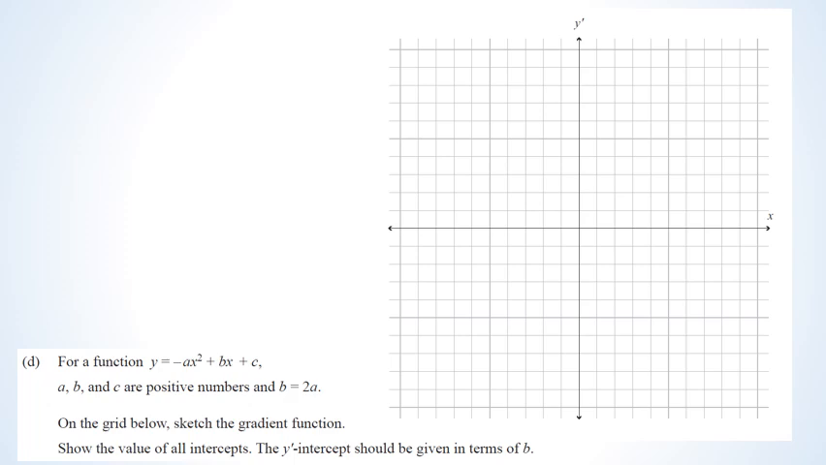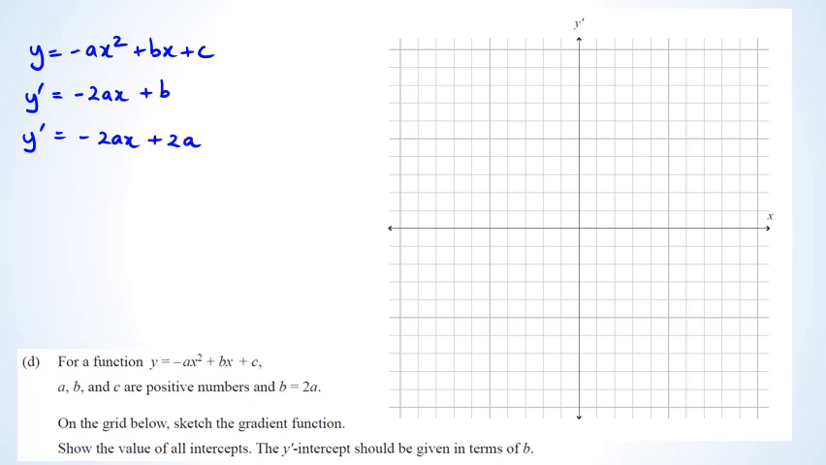Okay. What we know is y is negative ax squared plus bx plus c. What we also know is b equals 2a, but I'm going to actually differentiate this first. If I differentiate, y dash is going to be negative 2ax plus b. Okay, that's what I know. The next thing is I know that b is equal to 2a, so I can replace this with y dash equals negative 2ax plus 2a.